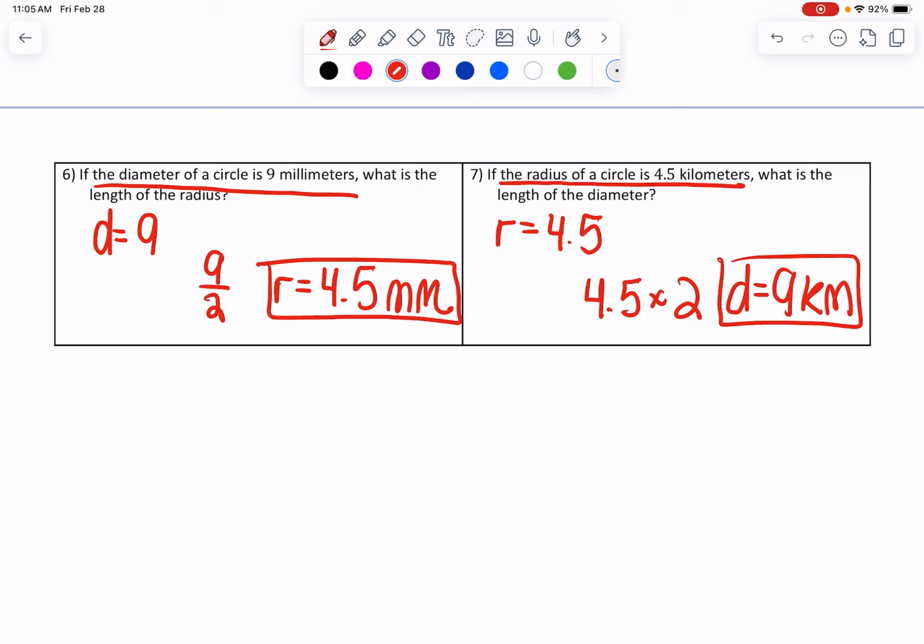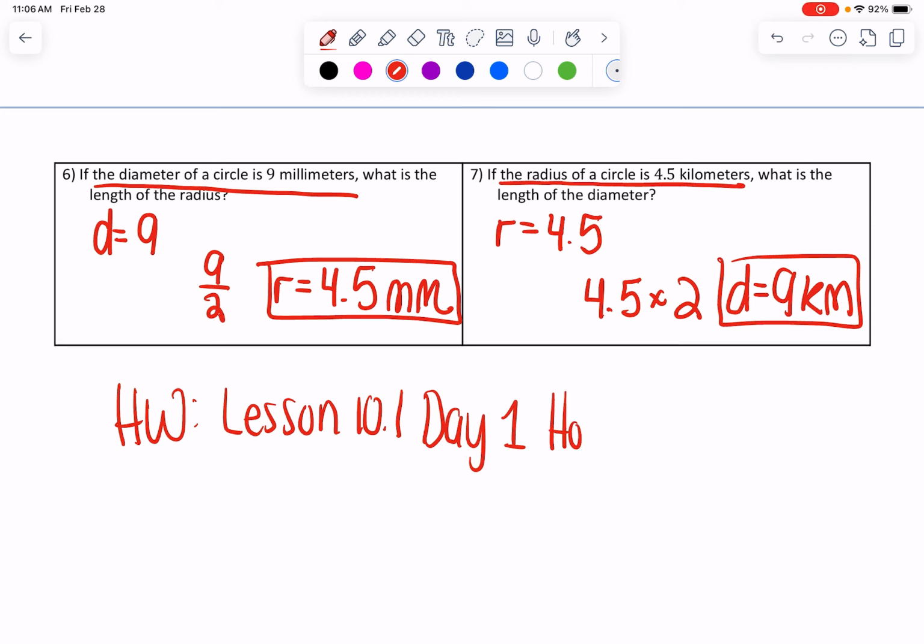That is it for the lesson. What you're going to work on the rest of the time is your homework, the lesson 10.1, day 1 homework. I would definitely have out the first page of this worksheet so that you know what each part means. But other than that, you guys can sign off.